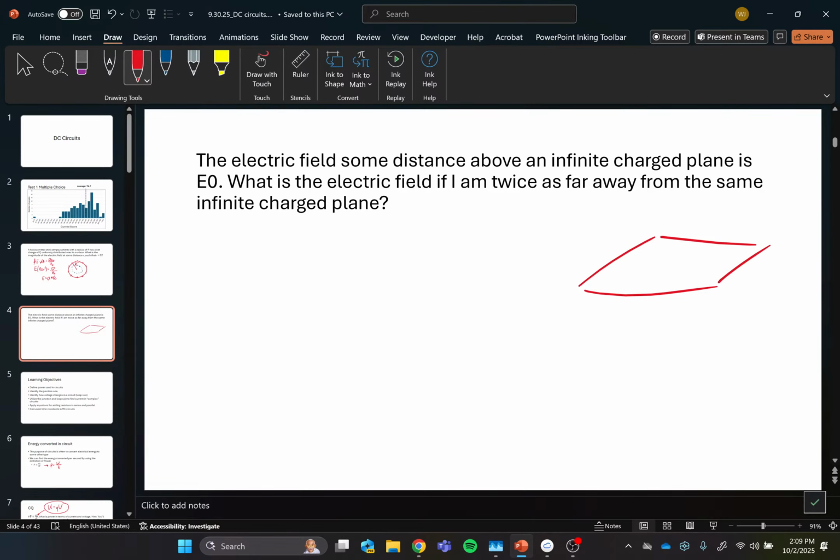There's my infinite plane. My question is some point here, some point farther away. We're solving for the electric field as it changes. So we're going to want the equation for the electric field of an infinite plane, and it's sigma over 2 epsilon naught.